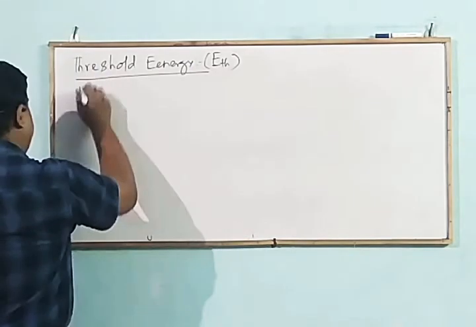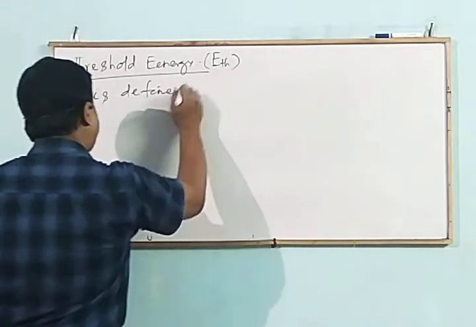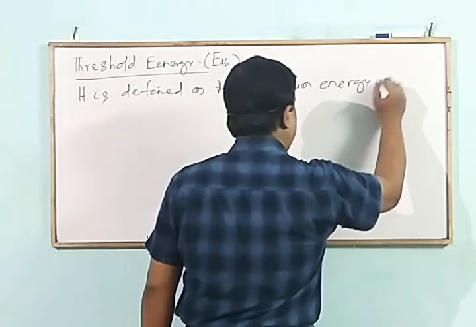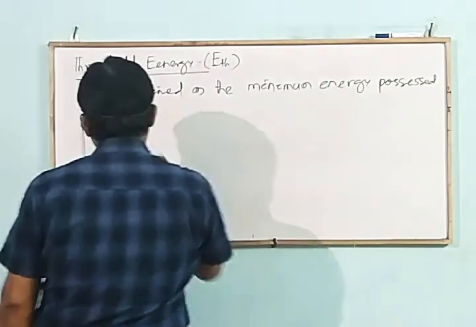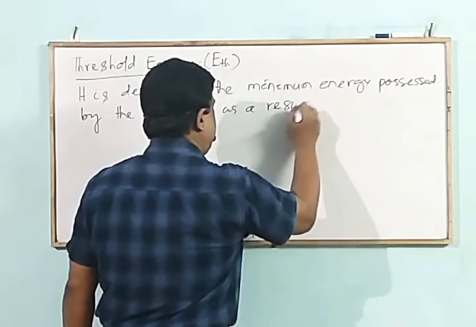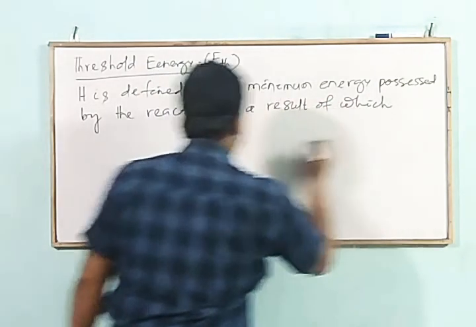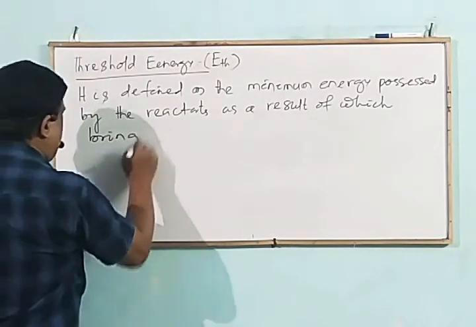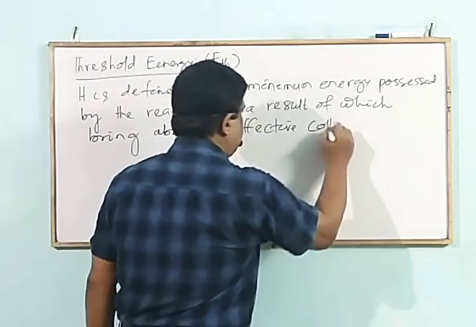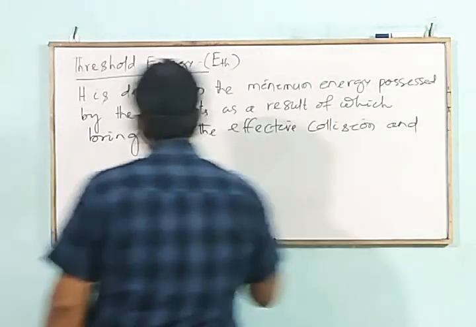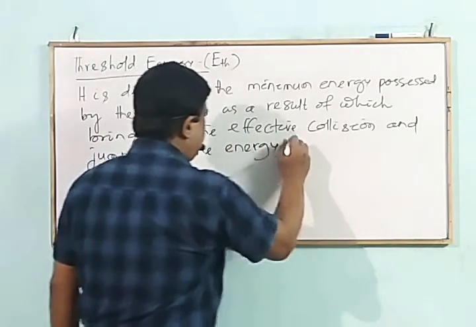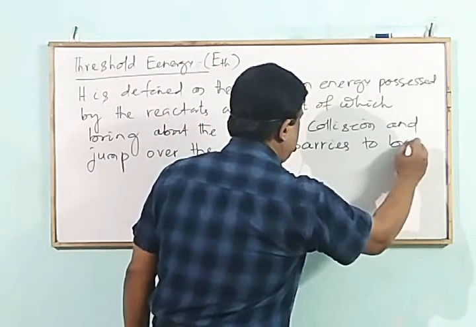Mark that. It is defined as the minimum energy possessed by the reactants as a result of which they bring about the effective collision and jump over the energy barrier to bring about the product.